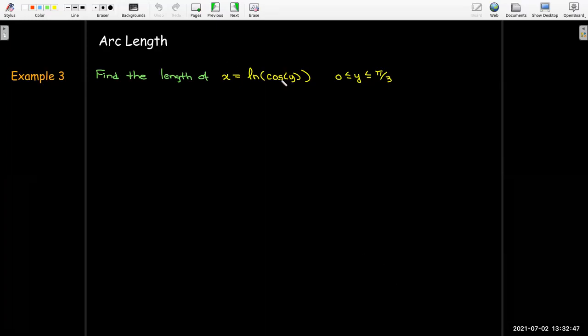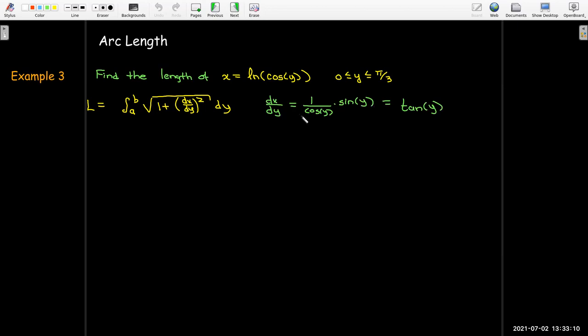So let's see here. Here we've got another x in terms of y. And so we're going to go ahead and evaluate this, again, using a dy integral. So we're going to find the length of x equals the natural log of cosine of y from y equals 0 to y equals pi over 3. So let's go ahead and find the derivative. Derivative of natural log would be 1 over cosine of y. Then use the chain rule. Derivative of cosine of y should be negative sine y.